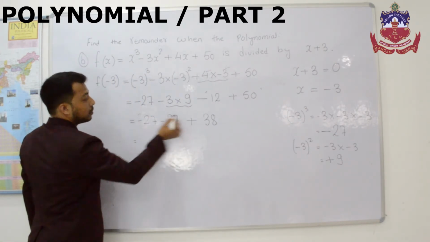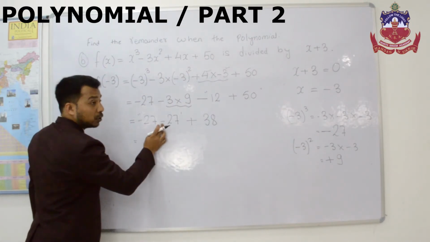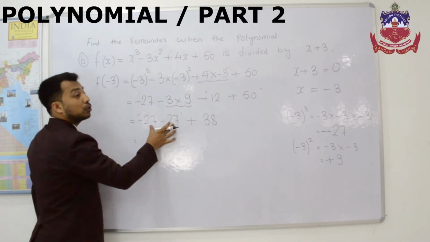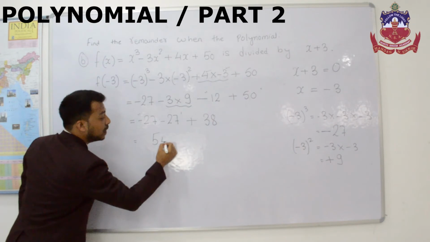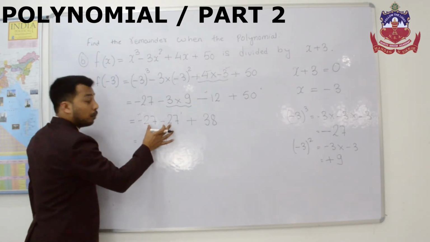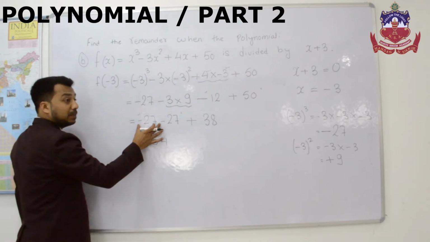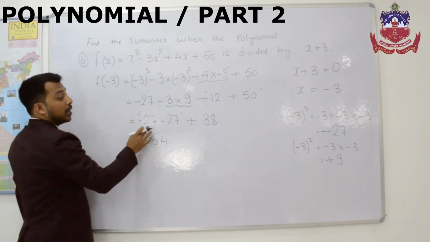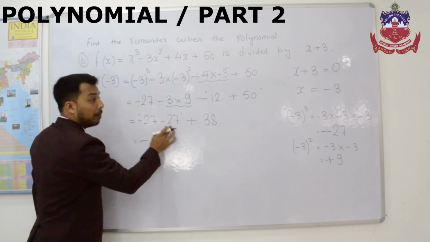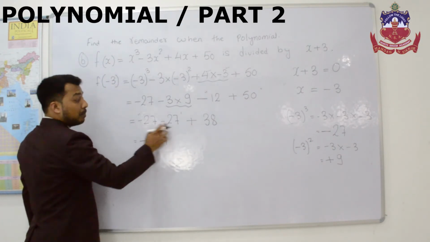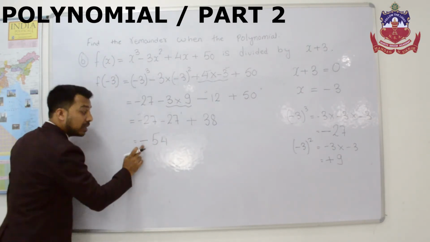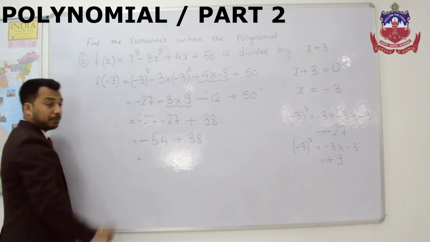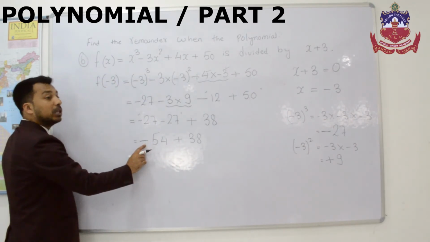Let's simplify this. Minus into minus will give us plus. That means you have to add these two numbers. So 27 plus 27 will give us 54. Since the values are the same and they have the same sign, we write the sign of the same number, as it is very difficult to distinguish which is the bigger number, as both of them are the same. So if the numbers are the same and the sign is the same, we write the same sign. And then plus 38. In the next step, plus into minus will give us minus.